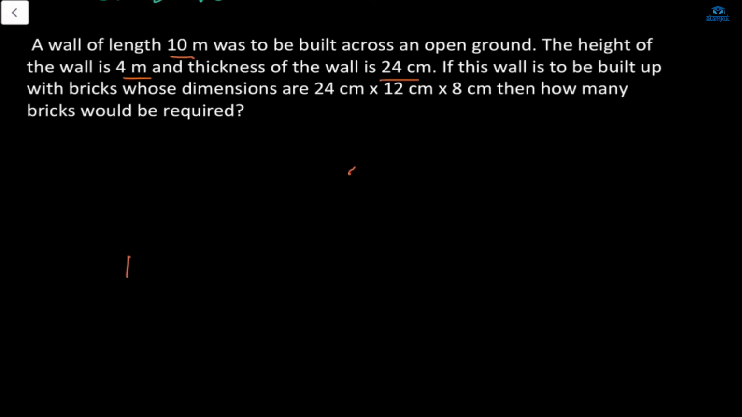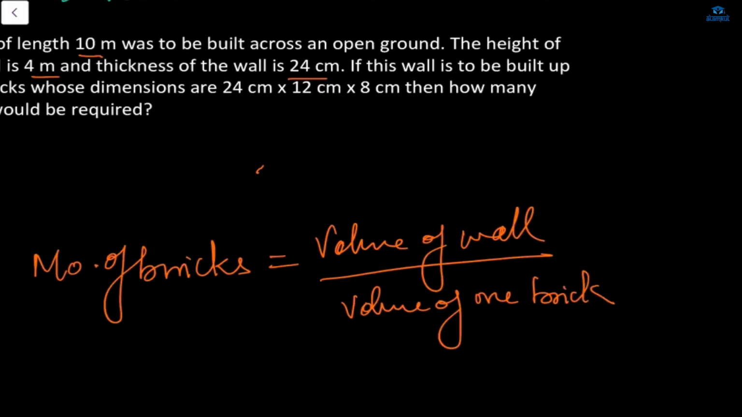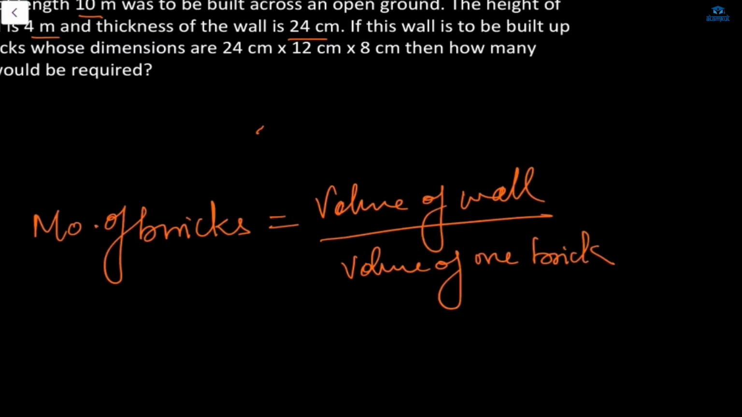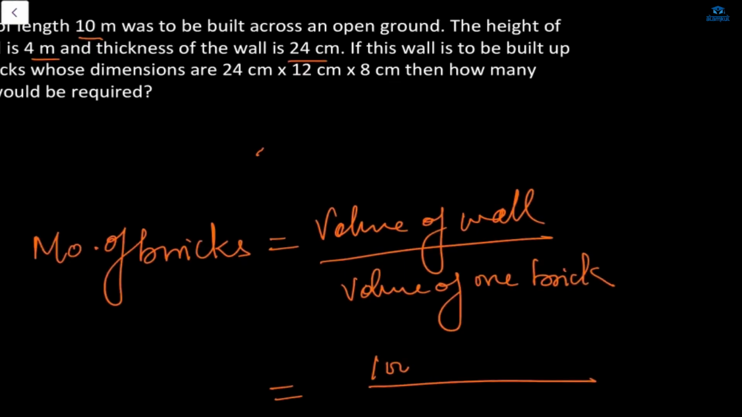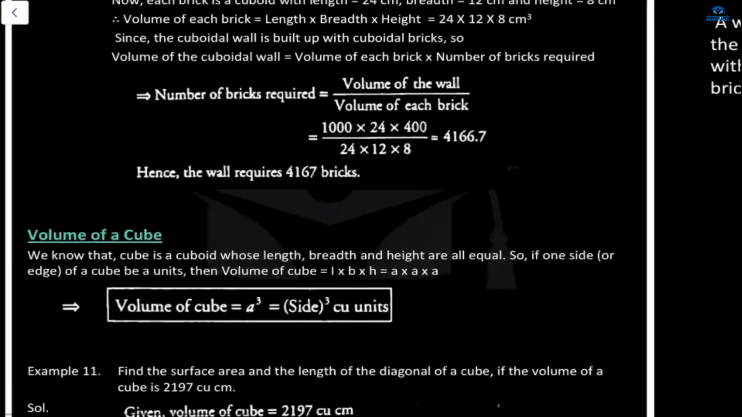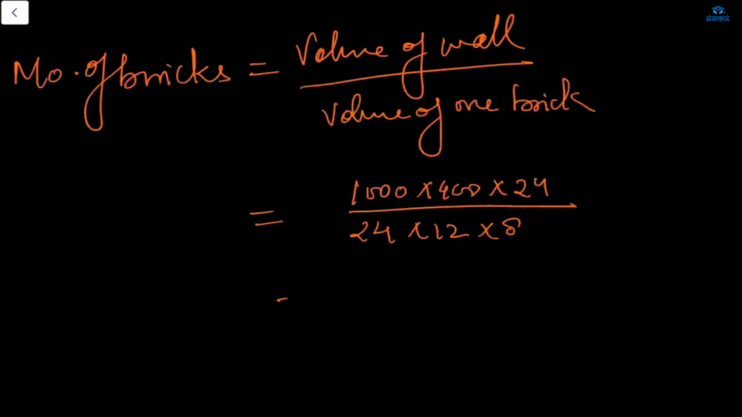So it'll be 1000 into 24 into 400. Number of bricks is equal to volume of wall upon volume of one brick. And the final answer is 4,167.